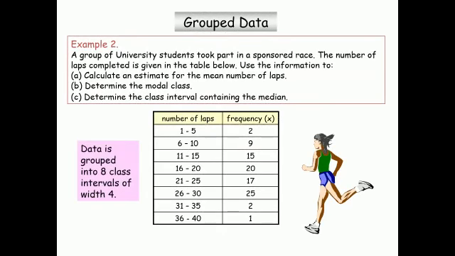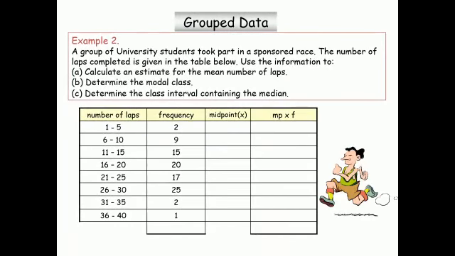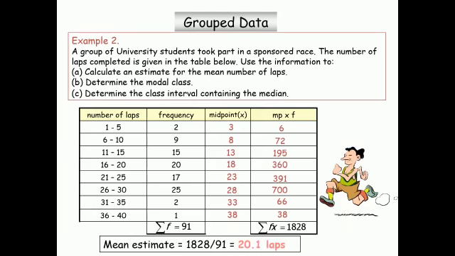Okay, so we have another one. What is the class interval here? 1 to 5, 6 to 10, that is 4. Okay, so we have to find the midpoint. We know how to find the midpoint: adding the numbers and dividing by 2. Then multiply with the frequency. You have to find the total, divide the number, and you get the mean.